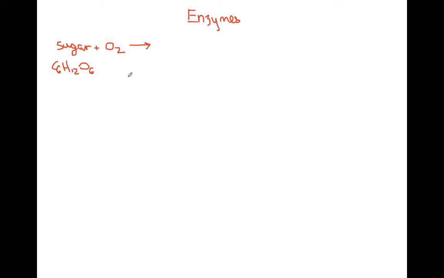So this glucose can burn, and it can produce carbon dioxide and water. An extremely exergonic reaction, plus lots of energy. How do we know that it has a lot of energy?